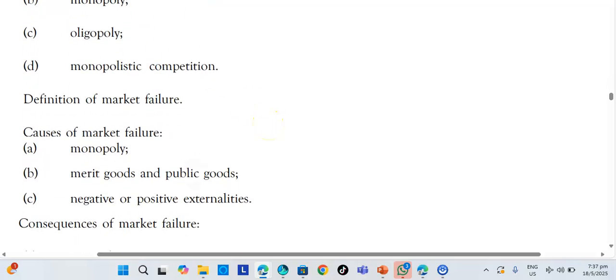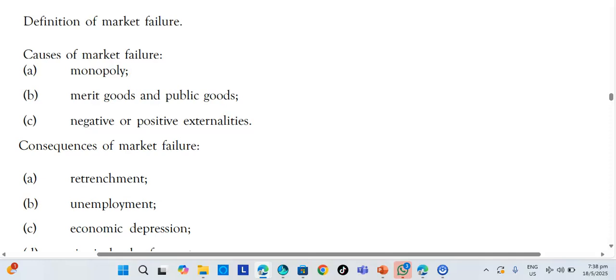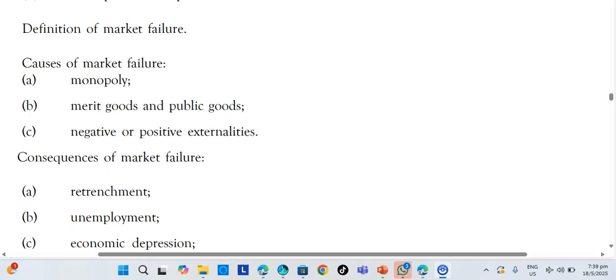All right. So we're going to look at the definition of market failure, causes of market failure, and the answers that we are expected to write about for the causes are monopoly, merit goods and public goods, negative or positive externalities. All right. So we're going to look at each one of these. So market failure occurs when the free market, left on its own, fails to allocate resources efficiently or fairly, resulting in outcomes that are harmful to society.